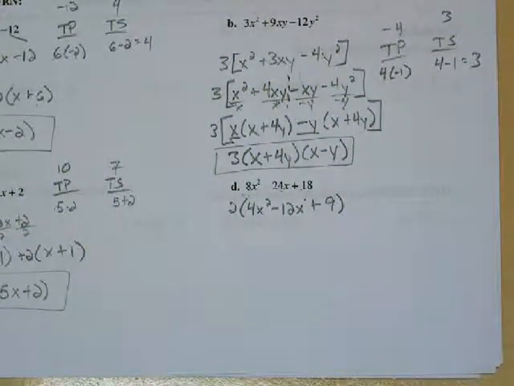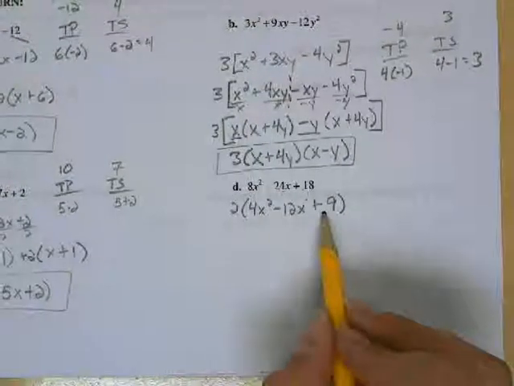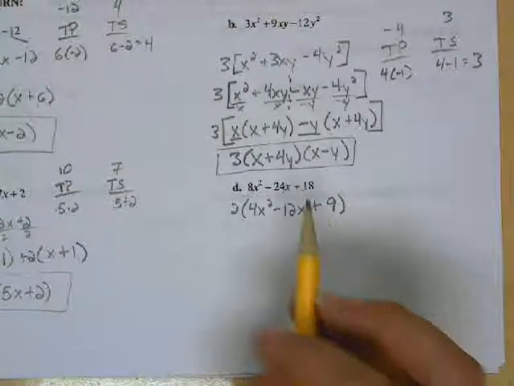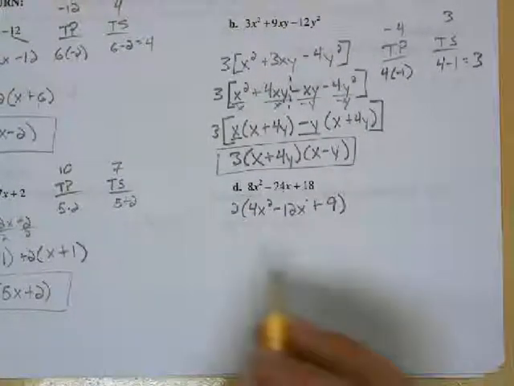When I look at that, I want to double check, make sure I took out the greatest, so make sure there's no common factor left. Okay, there isn't any. 4 does not go into 9, so we're good. Now we can move on.